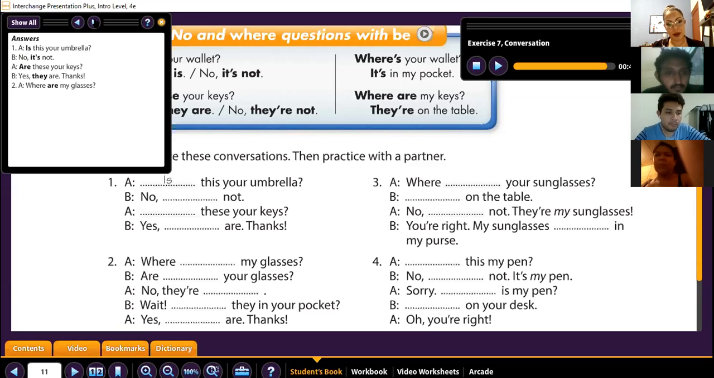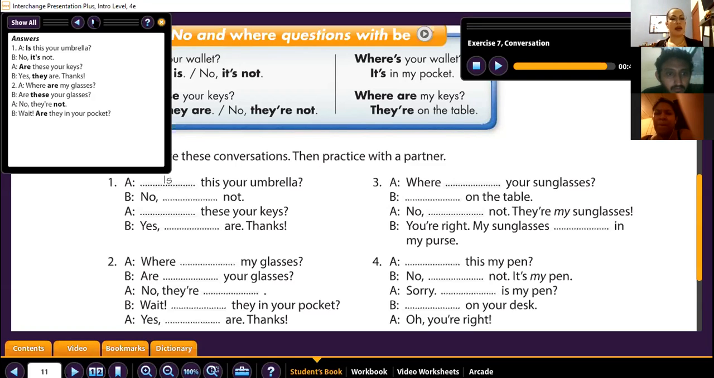Y luego hay otra pregunta. Are these your glasses? Excellent. No, they are not. Excellent. Wait. Are they in your pocket? Yes, they are. Thanks. Yes, excellent.